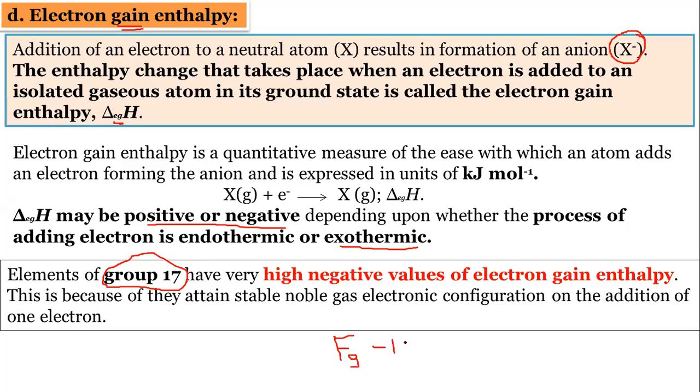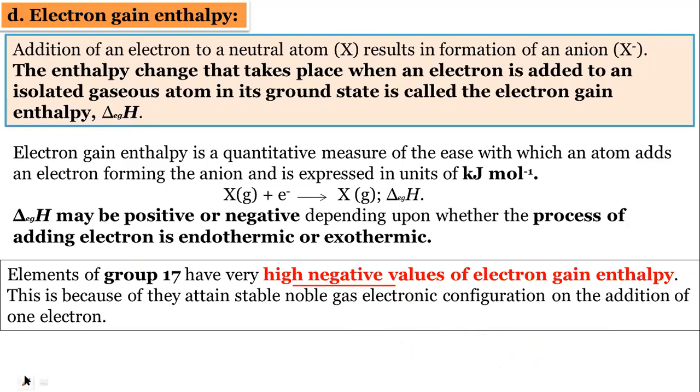If we write the electronic configuration of fluorine, it is 1s2, then 2s2, then 2p5. 2 plus 2 plus 5 is 9. So only one electron is required to complete the shell. The capacity of 2p is 6 electrons. So the electron gain enthalpy values are highly negative in case of these halogens, very, very high and negative.